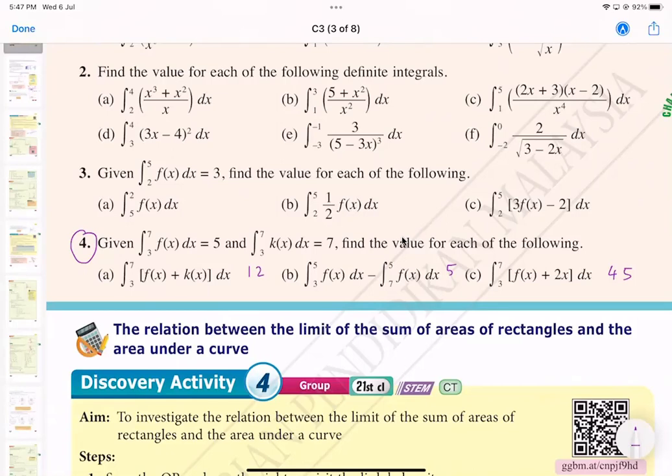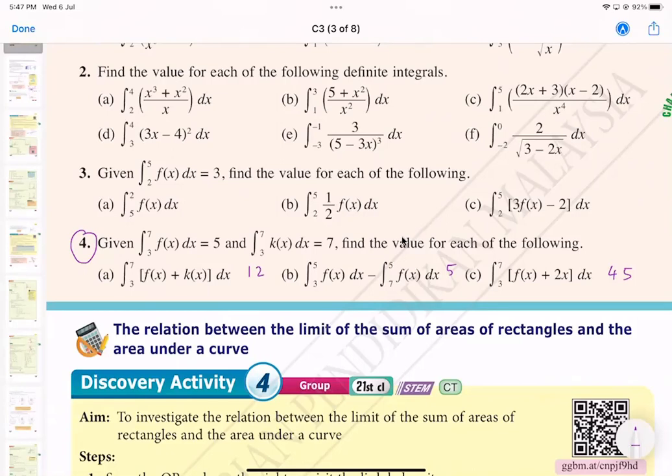For the first one, separate out the functions. We get 5 plus 7 equals 12. Right? Did you get that? Yeah. You separate out the function.